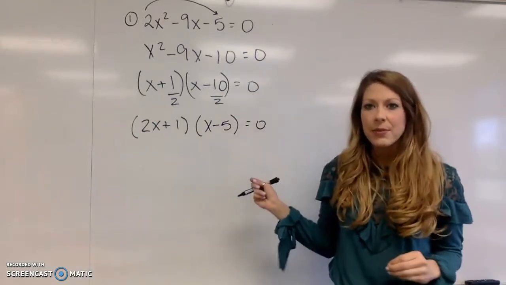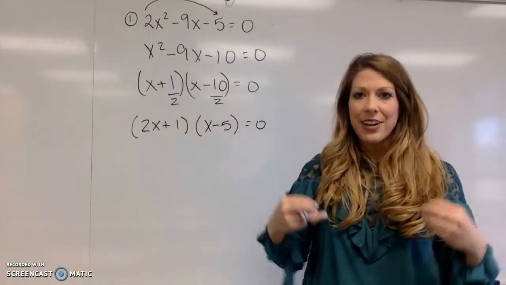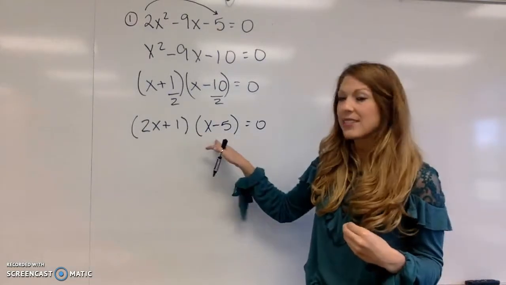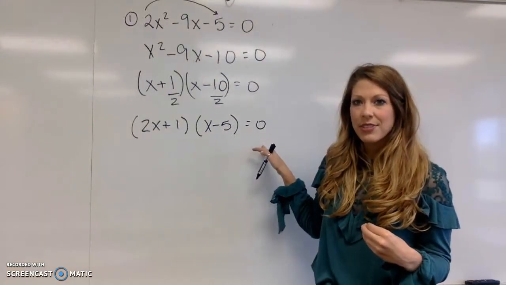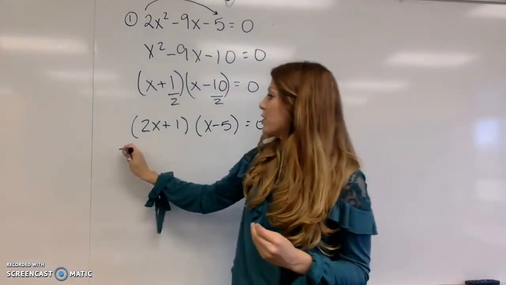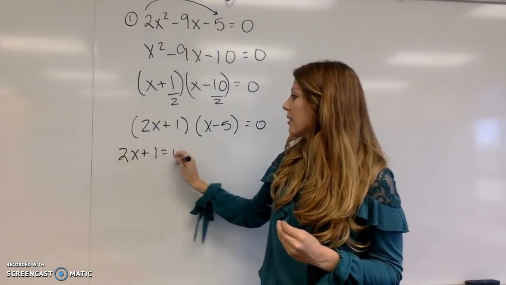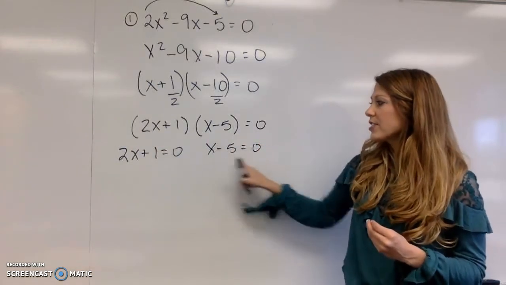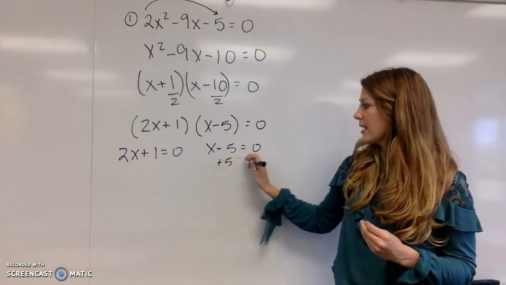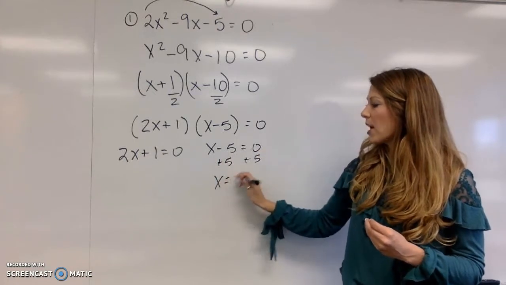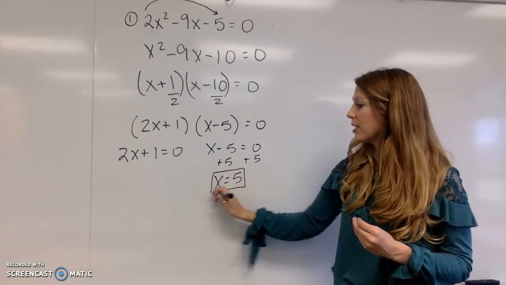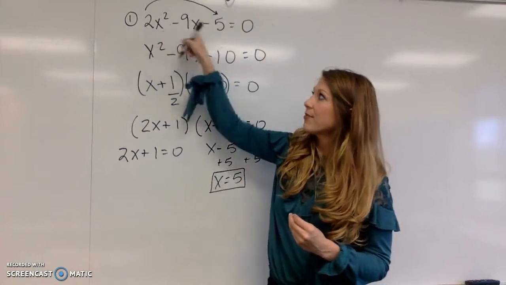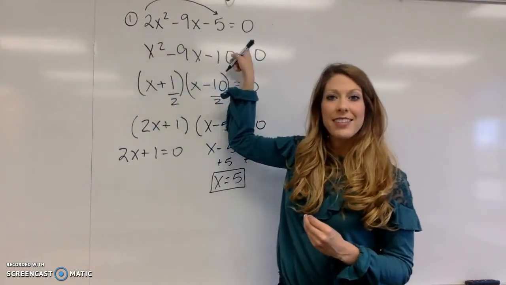But because it has an equal 0 right there, now we need to do our next step, which is to set both of these factors equal to 0 to solve for x. So we have 2x plus 1 equals 0 and x minus 5 equals 0. So this one's easy. You just add 5 to both sides. So x equals positive 5, that's one solution. That means if you plug in 5 for x up here, you'll get 0.